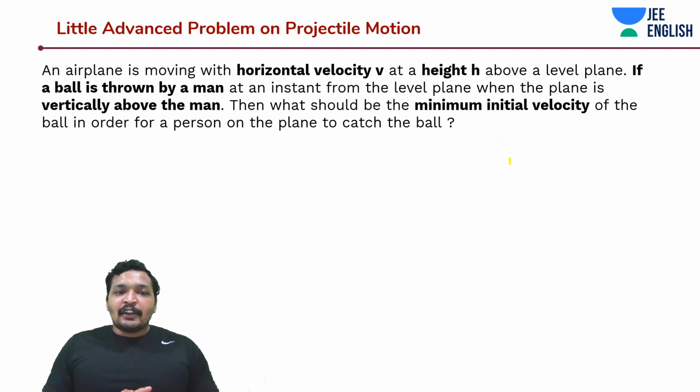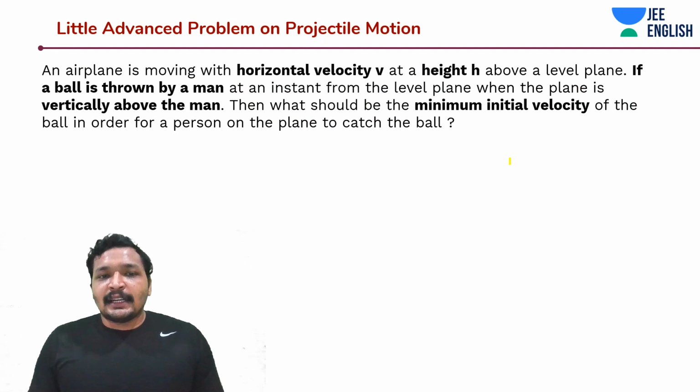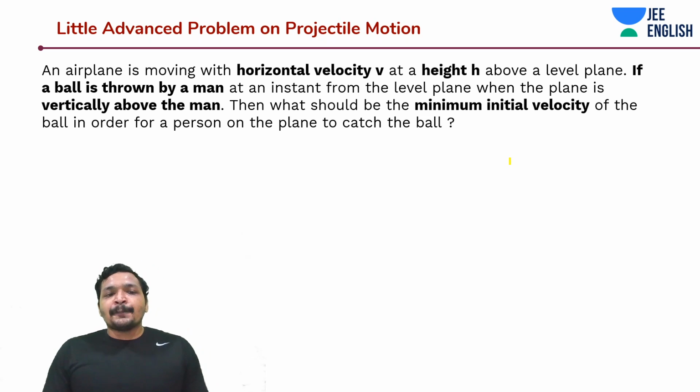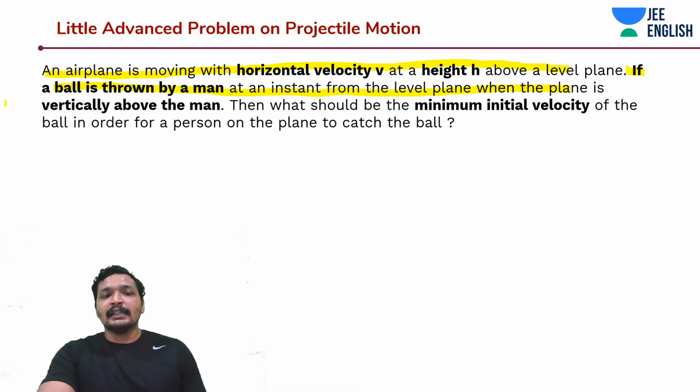And now let's have a look at a little advanced problem in projectile motion. It's a very interesting problem. You can visualize this problem. So this problem is saying an airplane is moving with a horizontal velocity v at a height h above a level plane. If a ball is thrown by a man at an instant from the level plane when the plane is vertically above the man, then what should be the minimum initial velocity of the ball in order for a person on the plane to catch the ball?